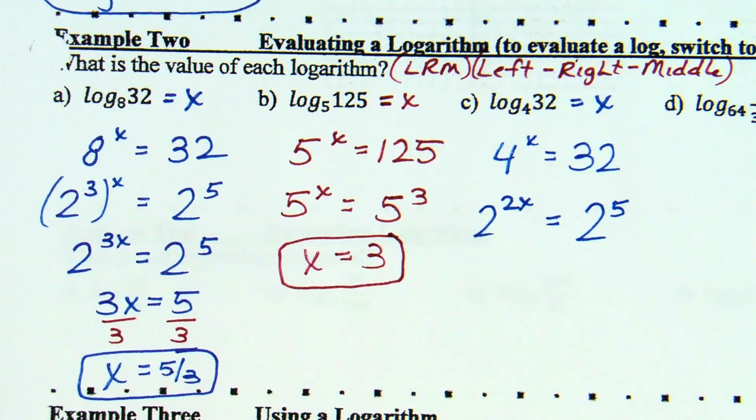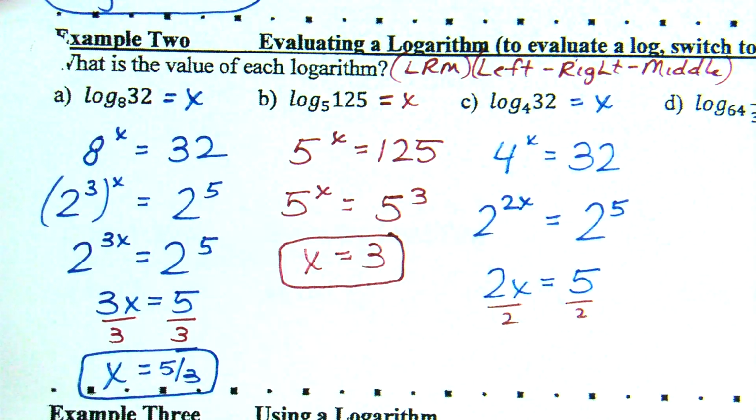And now, if the bases are the same, what do we know? The exponents are the same. So if 2x equals 5, what is x? 2x equals 5, divide by 2, and x is 5 over 2.